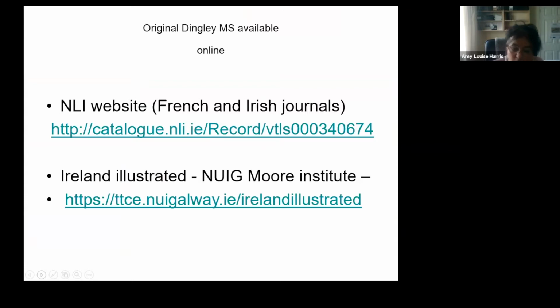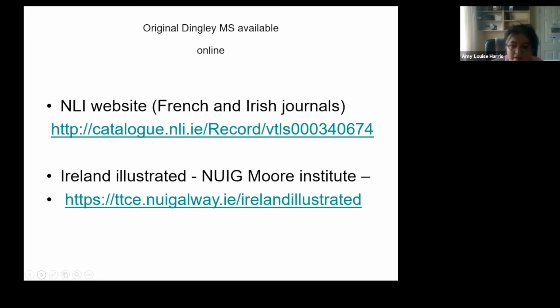For those of you who wish to read up more about Thomas Dingley and look at his manuscript, I've included information from the National Library of Ireland website. They are the owners of the manuscript, and the Irish manuscript is stored on their site, together with the French journal, which were bound together sometime in the 19th century. So when you go onto the site, you'll see his French journal first, and then if you bring your cursor along, you'll come to the Irish one, and that's why I showed the front page of his Irish manuscript for your attention.